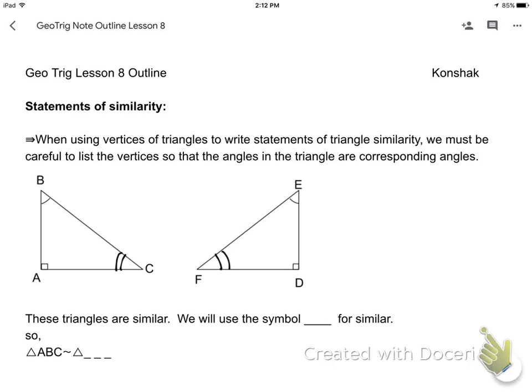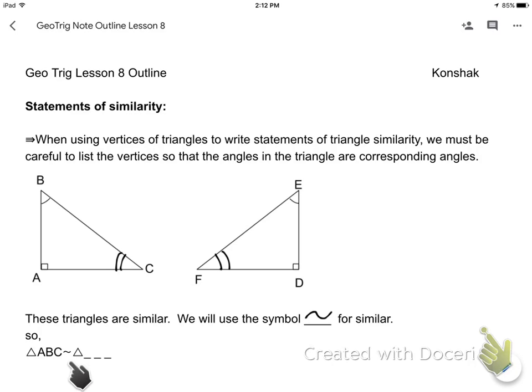Now, here's a cool thing. Because they're similar, we can use a certain symbol. It's actually written on the page already. That symbol just kind of looks like a curve, like this. And that symbol is what we're going to use for similar. These 2 triangles are similar. And so, as we have it stated in the bottom left-hand corner, triangle ABC is similar to triangle blank, blank, blank.